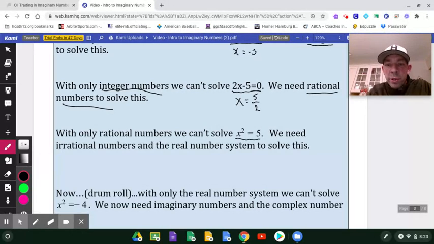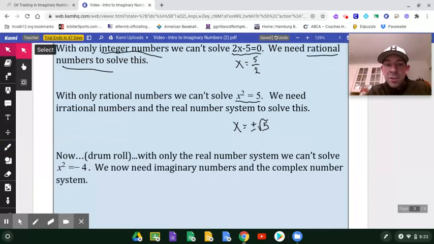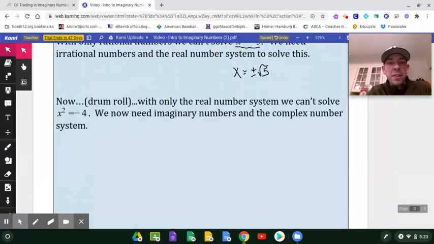Because when you take the square root of both sides, you're getting x equals plus or minus radical 5. And again, that created this sense of urgency to create the irrational number system, which combined with the rational numbers made the real number system. So not to get too confusing, but we're building up to this ultimate point here today. And you can picture the drum roll in the background.